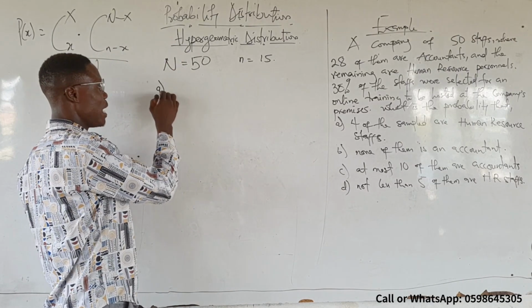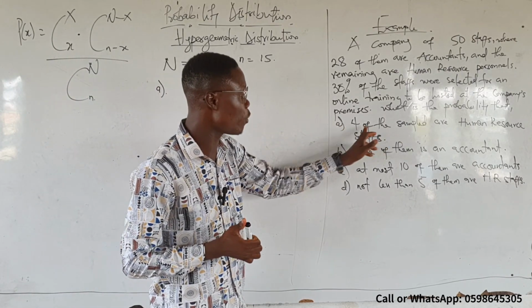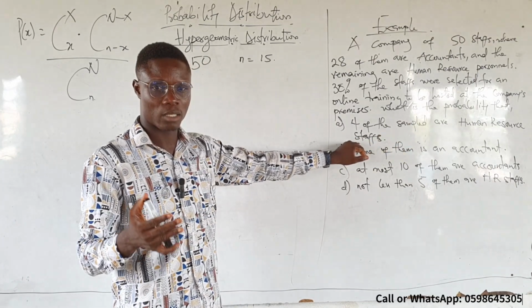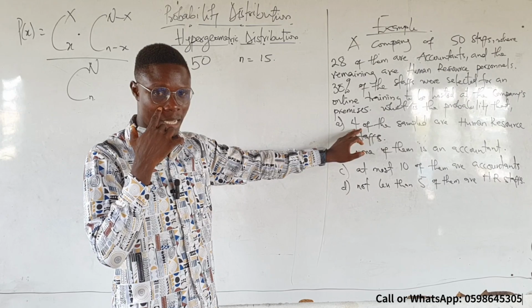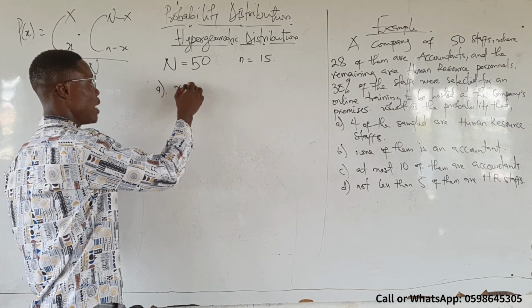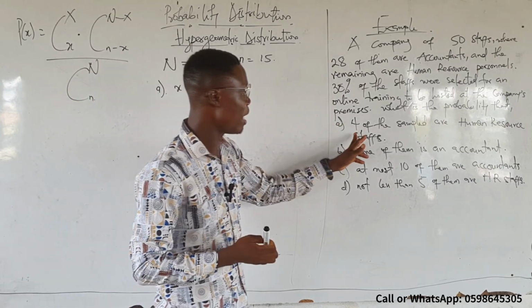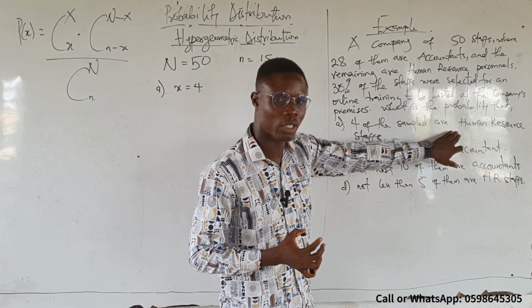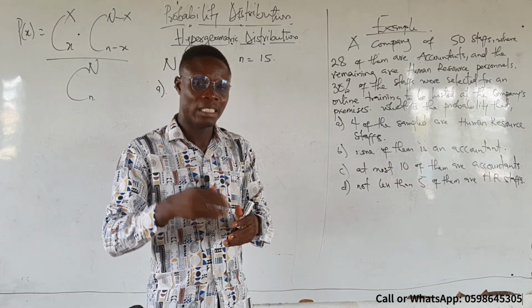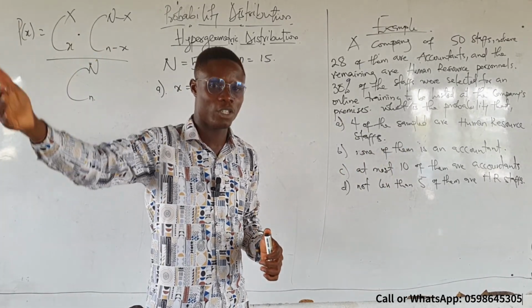So if I should solve the A, where we have four of the sampled being human resource staffs, we know that this 4 here becomes the small x. That is the number of things we're calculating the probability for. So for A, our small x is 4. However, our small x is focused on the human resource staffs. So like I said, whatever the small x focuses on in the sample, the big X has the same focus but in the population. All right.